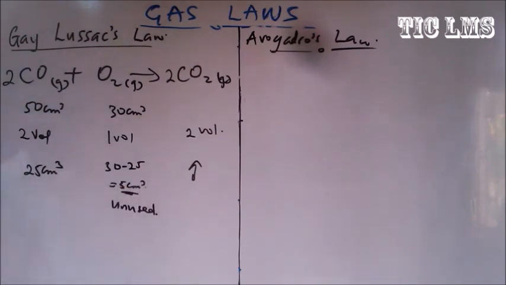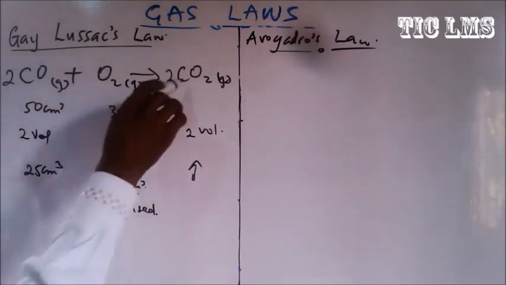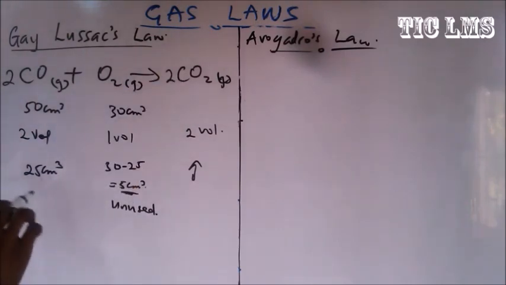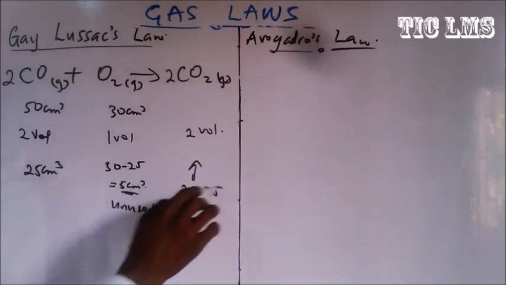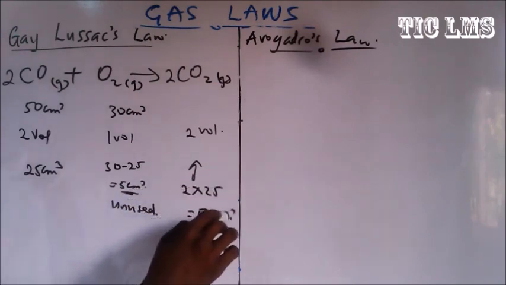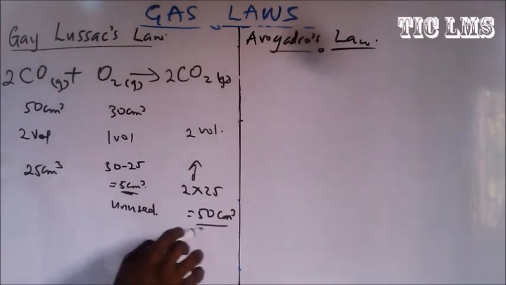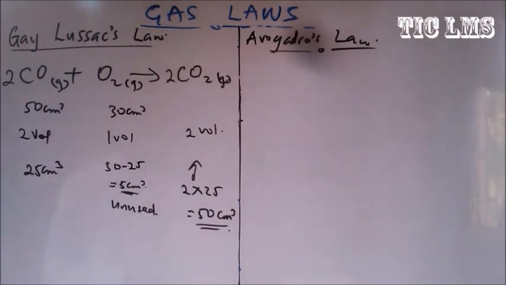Then for the resulting gas, we have here that 2 volumes. Now 1 volume is 25 cm cubed. So 2 volumes will be 2 times 25, and that is 50 cm cubed. Our resulting gas is 50 cm cubed.